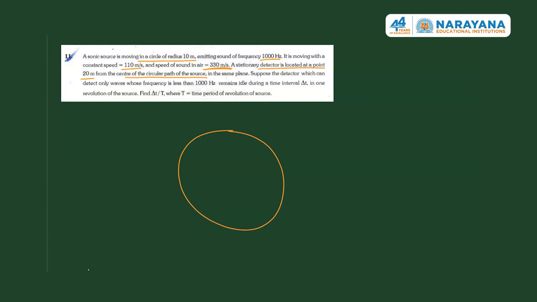So maybe the stationary detector is in the same plane. In this plane only, 20 meters from the center, there is a detector which is fixed here. Now suppose the detector, which can detect only waves whose frequency is less than 1000 hertz, remains idle during a time interval delta t1 in one revolution of the source. So the question is to find delta t upon capital T in this problem. I'll also try to derive that term which I was telling you. First, we'll complete this.